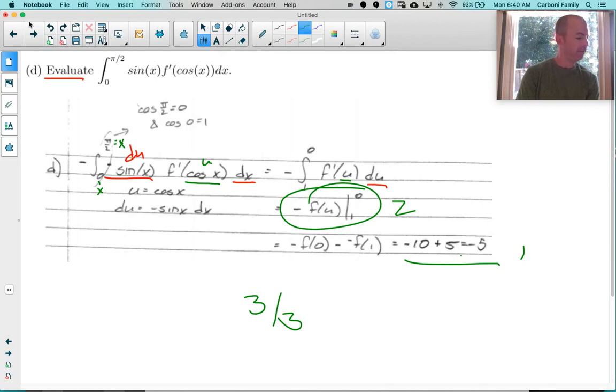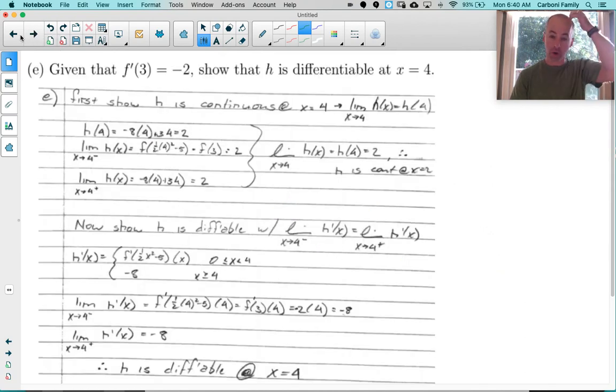And the last two are probably the worst. Showing that something is differentiable is pretty cumbersome. In order for something to be differentiable, you first have to show that the function is continuous, because if the function is not continuous, then differentiability is completely off the table. So first we have to show the function's continuous, and that is done by showing that the limit as x approaches 4 is equal to h of 4.